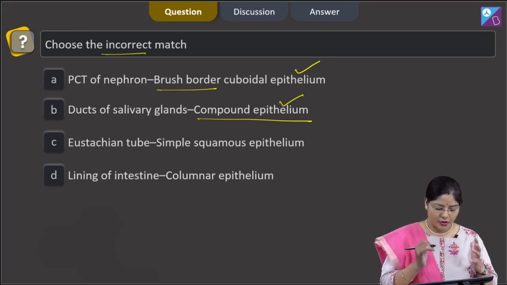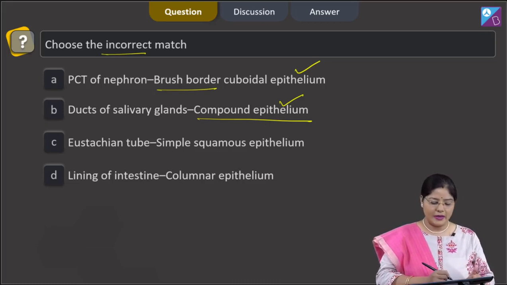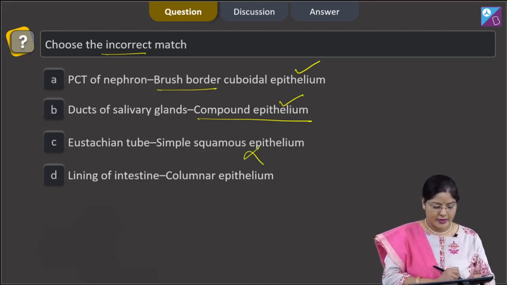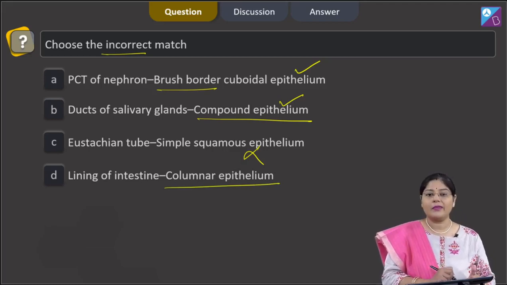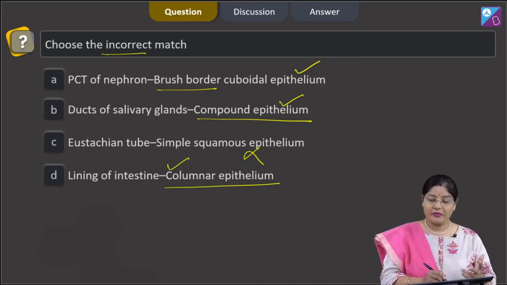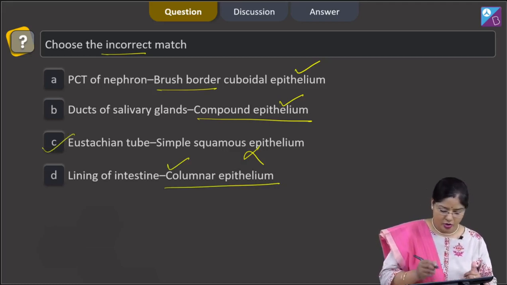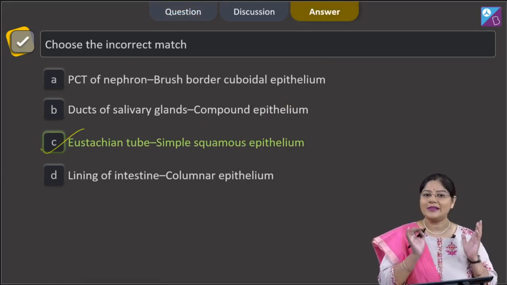Let's have a look at the third option, eustachian tube. Simple squamous epithelium. This match is incorrect. Fourth option, lining of intestine, columnar epithelium. Stomach and intestine, they are internally lined by columnar epithelium. So, this is also a perfect match. Incorrect match is option C. So, the correct answer to this question is option number 3, that is C.